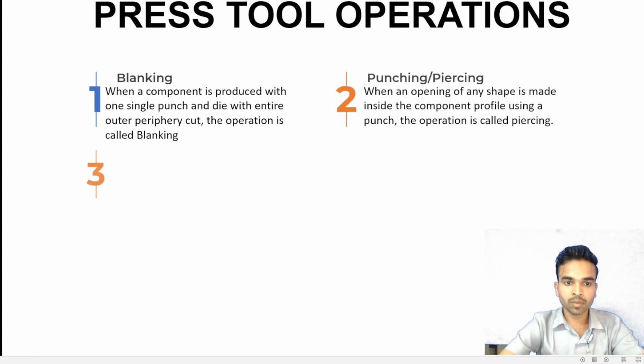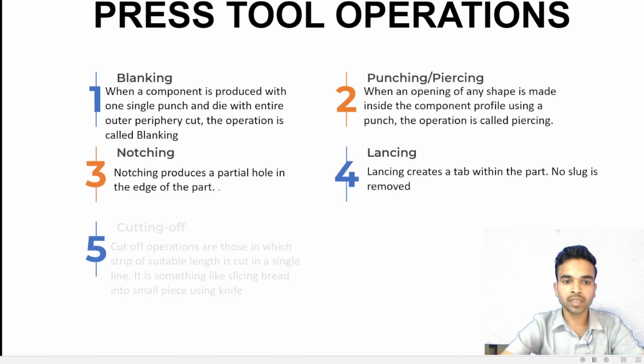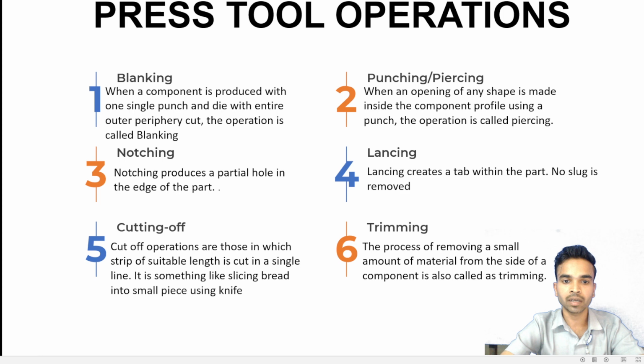Press tool operation. Blanking. When a component is produced with one single punch and die with an entire outer periphery cut, it is called blanking. Piercing and punching operation. When an opening of any shape is made inside the component profile using a punch, the operation is called piercing or punching. Notching. Notching produces a partial hole in the edge of the parts.